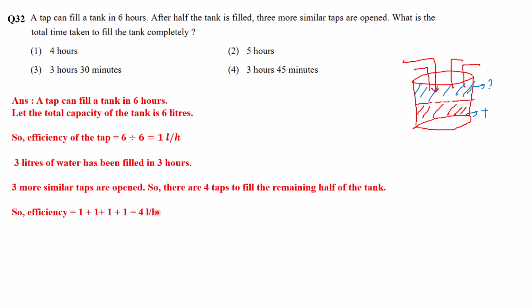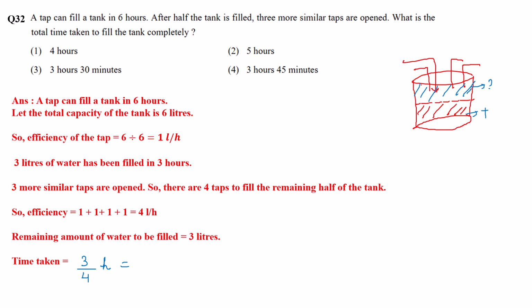So efficiency will be, now each tap is similar. The efficiency of the first tap is 1 liter per hour. So now 4 taps have joined, so efficiency will be 4 liters per hour. Now with this efficiency they will fill the remaining part of the tank. So time taken to fill the remaining part will be the amount which is to be filled, that is 3 liters, divided by the efficiency. So it will be 3 by 4 hour.